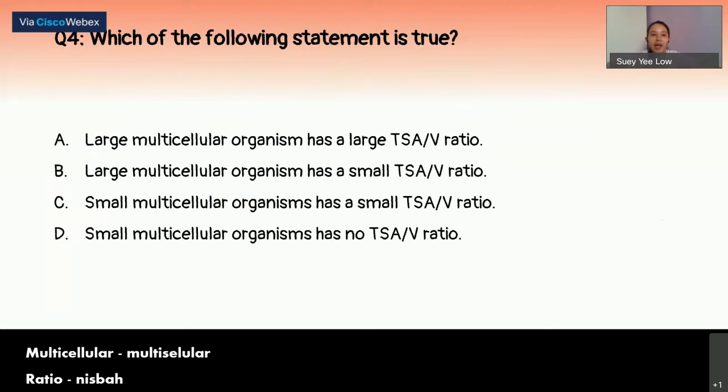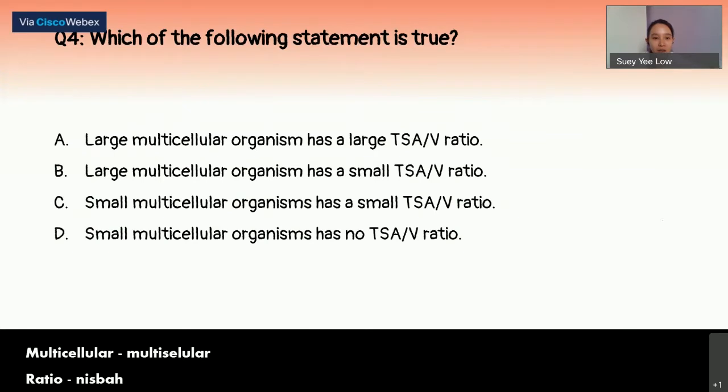A. Large multicellular organism has a large total surface area per volume ratio. B. Large multicellular organism has a small total surface area per volume ratio. C. Small multicellular organism has a small total surface area per volume ratio. And D. Small multicellular organism has no total surface area per volume ratio. So, what is the answer? You can comment. Let me know what you think too.